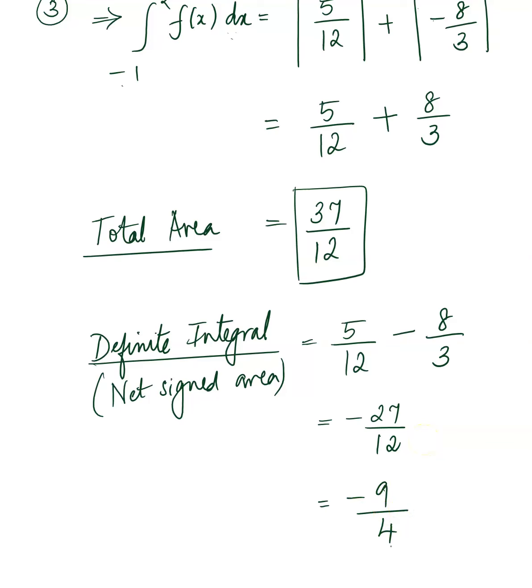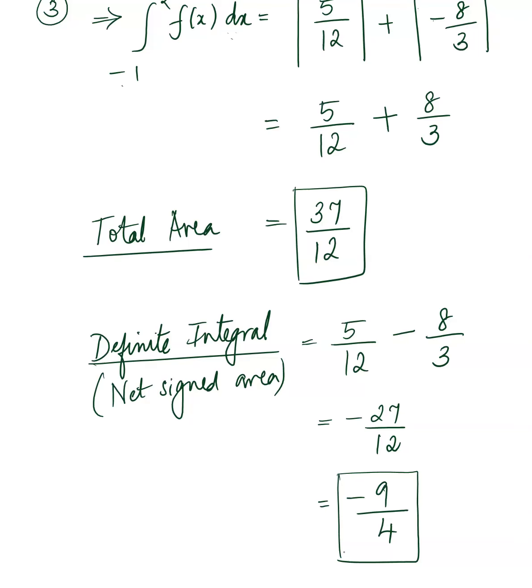So you can see that it's totally a different answer. In fact, it's a negative answer. It's a net signed area. Area is coming out as negative, but that's understood in the context of net signed area. But for total area, you got 37 over 12. It's always going to be positive, the total area.